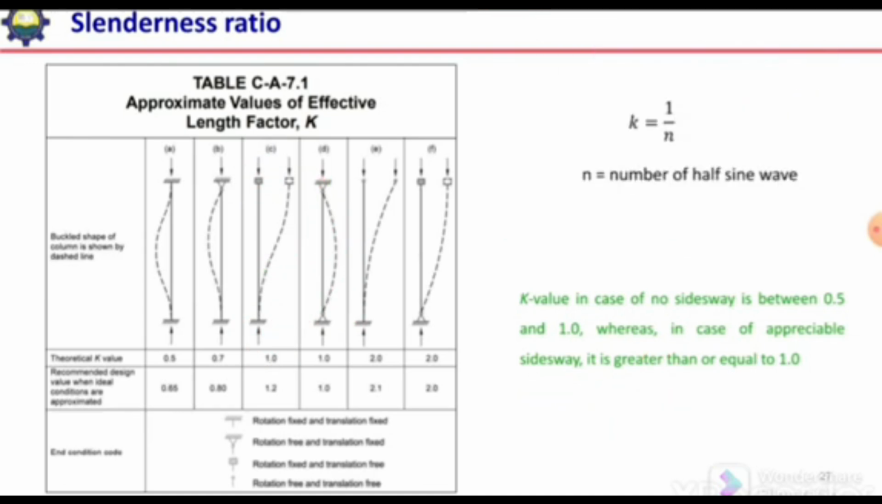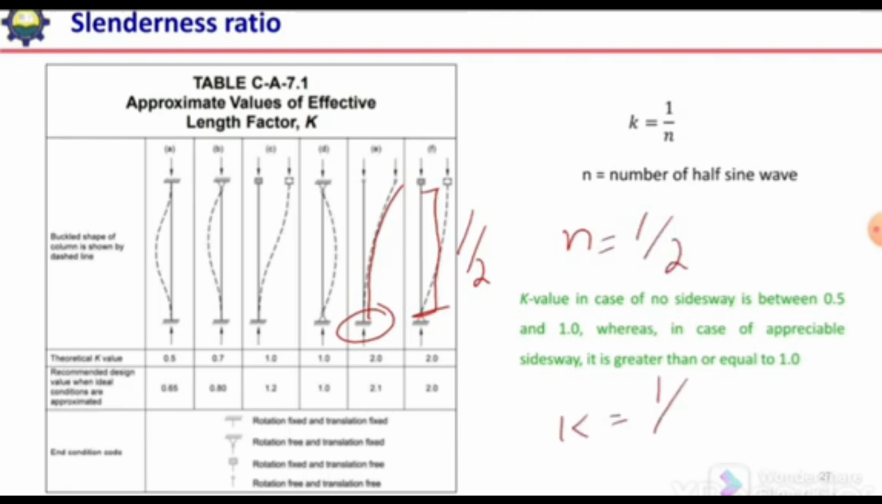So if we see the next case, E case, we have a fixed support at the bottom but the top is free. So here in this case we have only 1 by 2 of half sine wave. So N is equal to 1 by 2. So K will be equal to 1 over 1 by 2, or equal to 2. So here we can see the K value is 2.